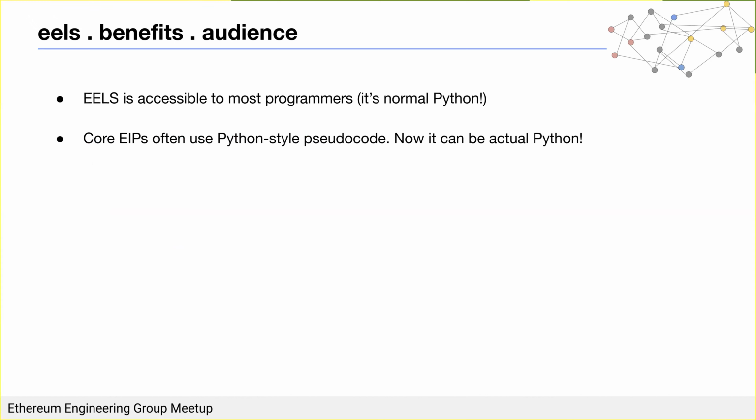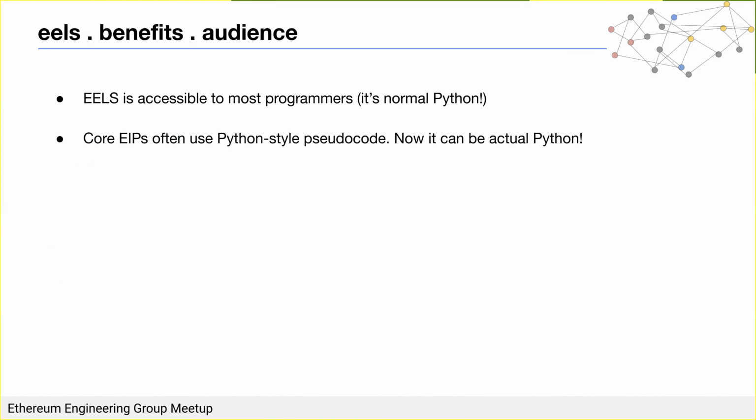Core EIPs already use Python. Oftentimes they'll define half of the state transition function in their EIP and then make a small change to it. Now they'll literally be able to use Python as opposed to pseudocode. It's also a lot more accessible. That's the goal we're going for.